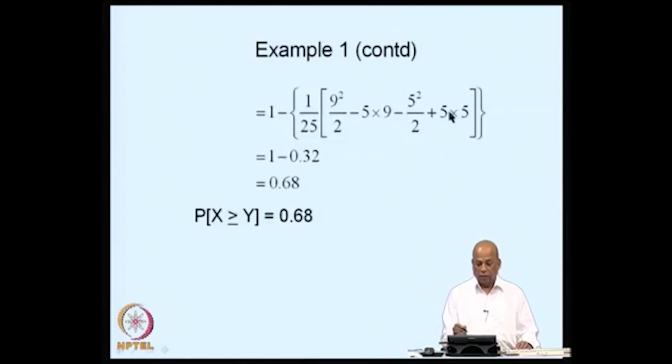When we simplify this, you get 1 minus 0.32. So, this is 0.32 and you get 0.68. So, the probability of x being greater than or equal to y is 0.68.